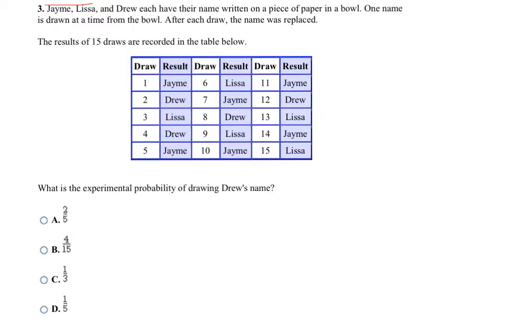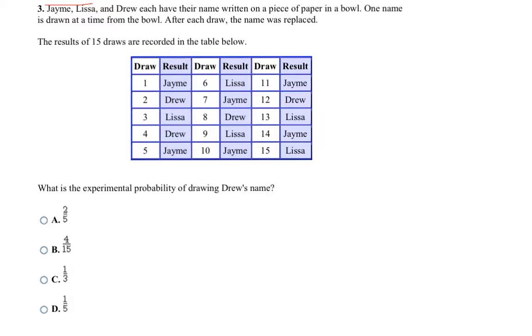Jamie, Lisa, and Drew each have their name written on a piece of paper in a bowl. One name is drawn at a time from the bowl. After each draw, the name is replaced. It's put back. The results of 15 draws are in the table below. What is the experimental probability of drawing Drew's name?